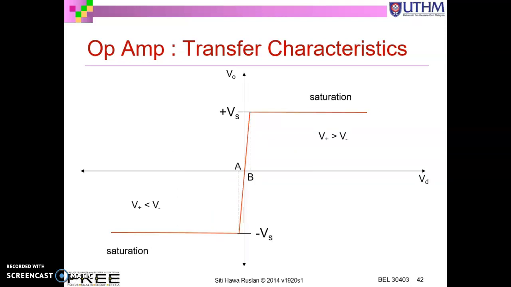Just now the picture is exaggerated. Actually, the slope is very close to your y-axis, so the linear region is actually very small compared to this. You will get a positive saturation if your positive terminal is greater than the negative terminal, but you will enter a negative saturation if your V minus is greater than V plus, or V plus is less than V minus.